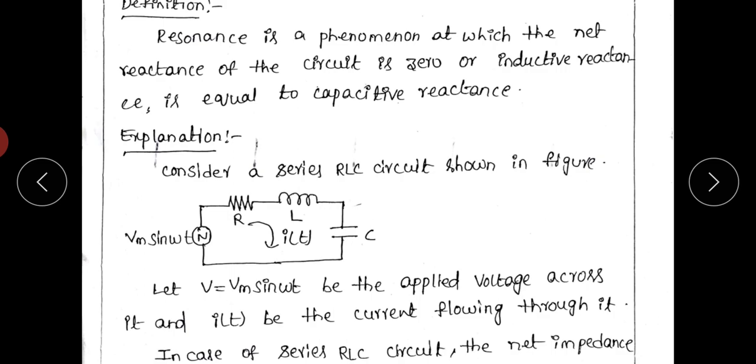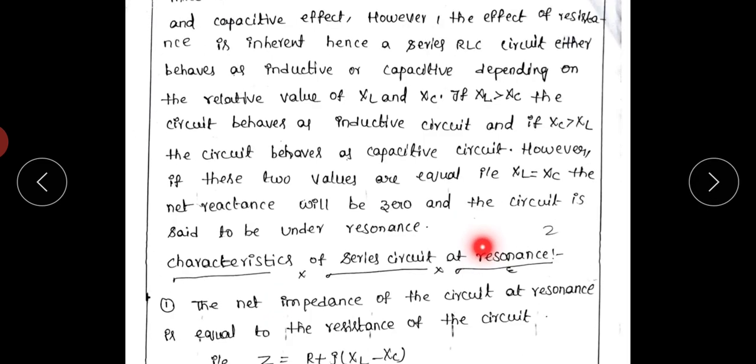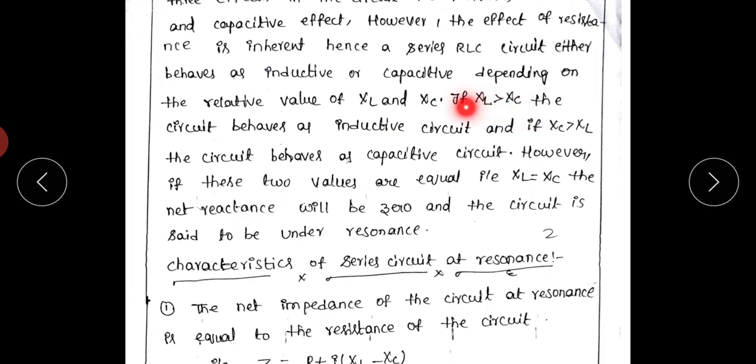So based on the reactance values, the circuit acts as either an inductive or capacitive circuit. If inductive reactance XL is greater than XC, the circuit behaves as an inductive circuit. If XC is greater than XL, the circuit behaves as a capacitive circuit.